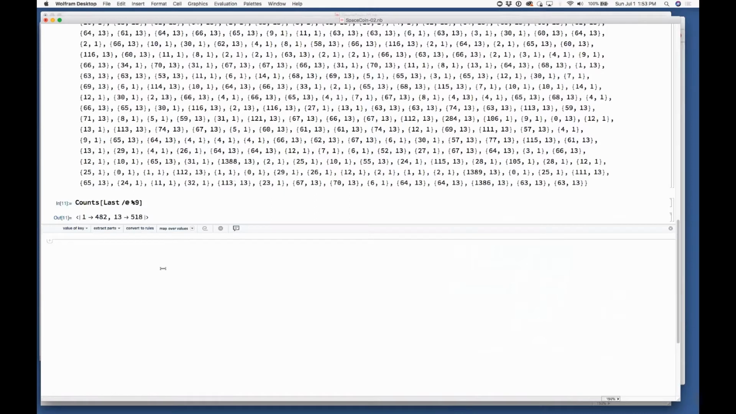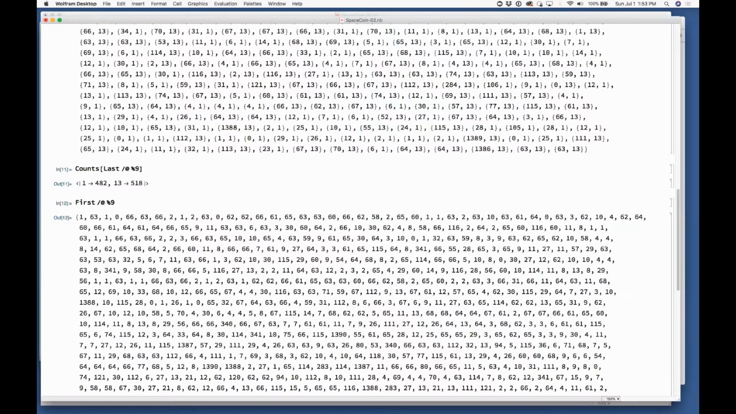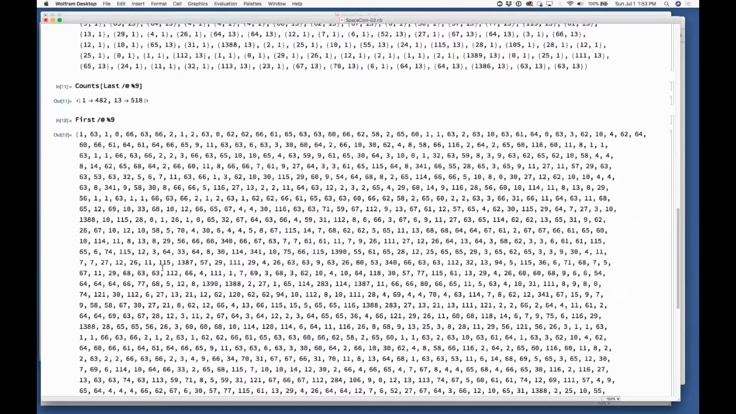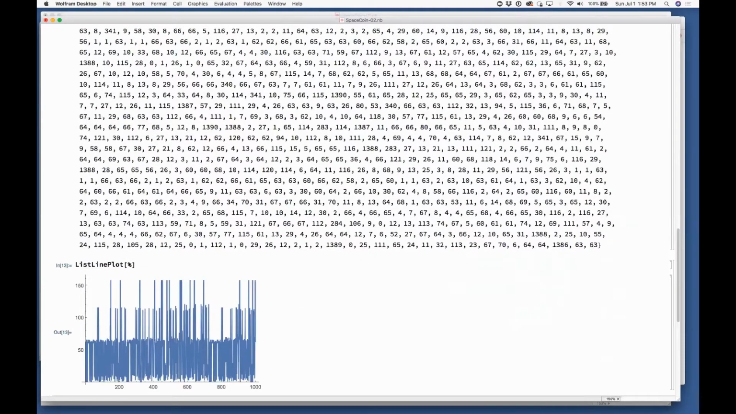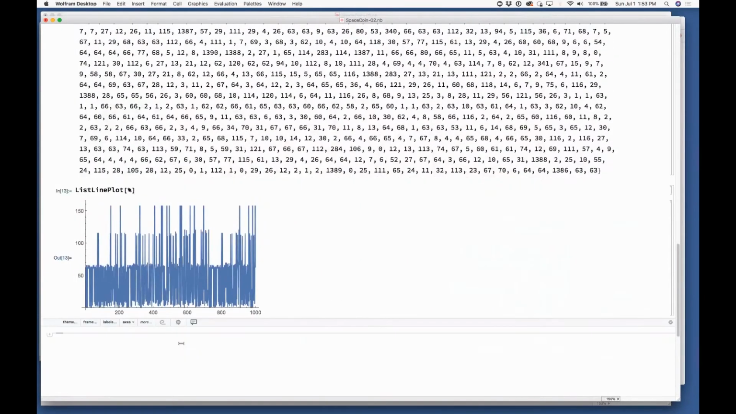It'd be interesting to see whether we can predict them, but let's just look at the halting times. The first of %9 is the list of halting times. Let's do a list line plot of this. It's going to be a mess, I think. Okay, that's a mess. Actually, what's interesting about that picture is that there are definite bands of halting times.